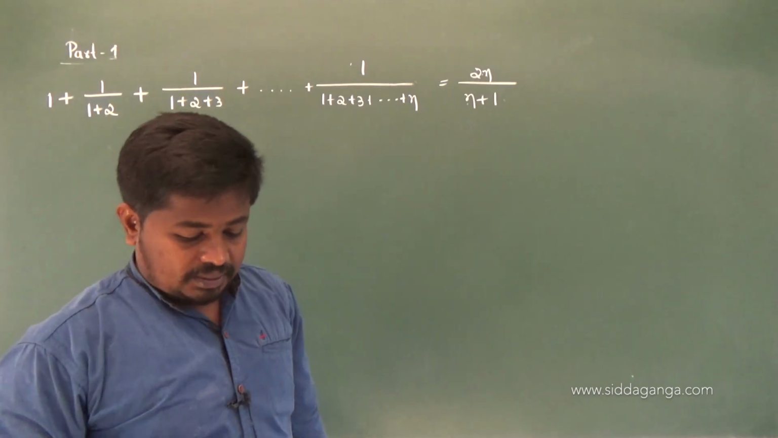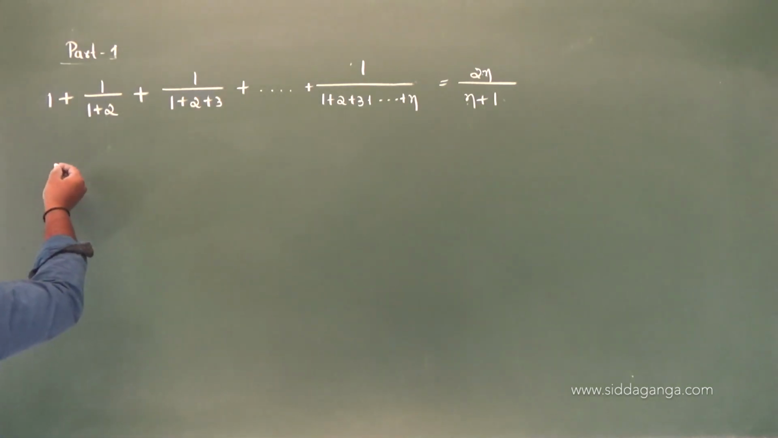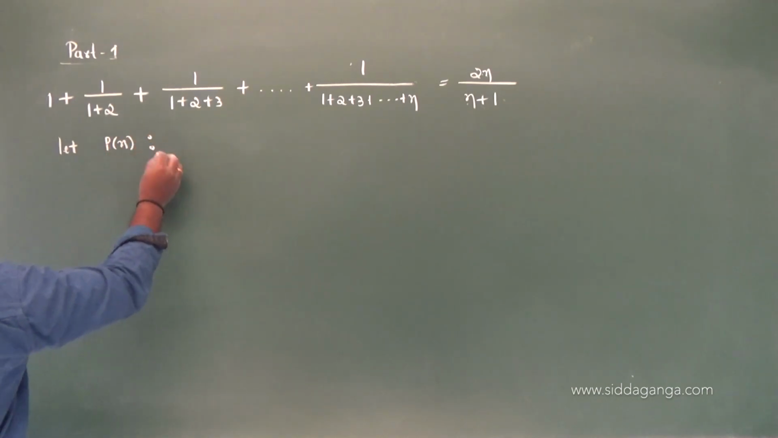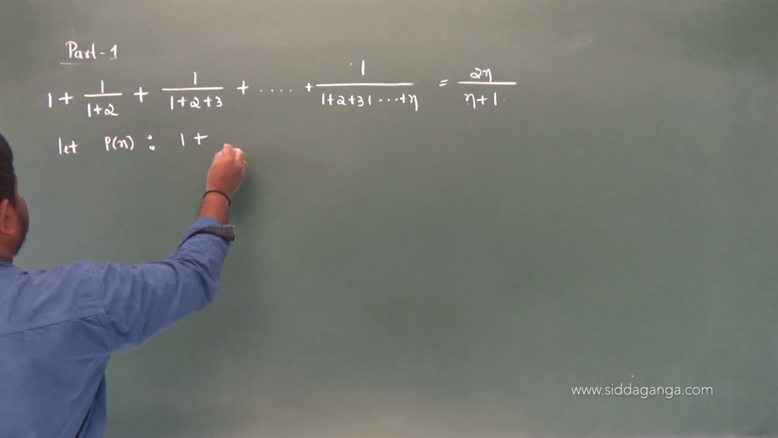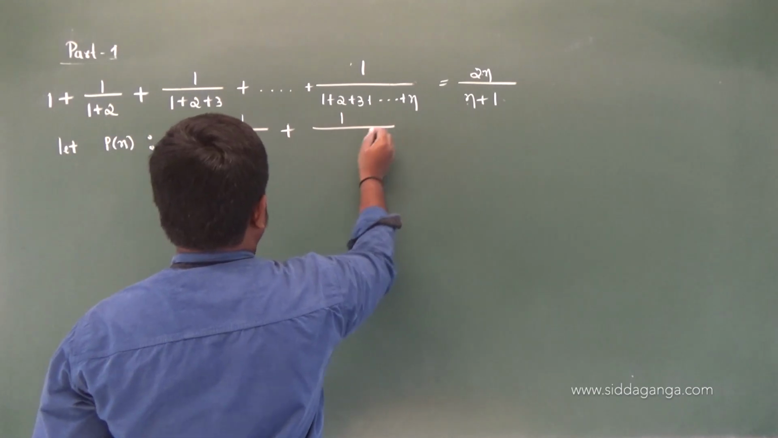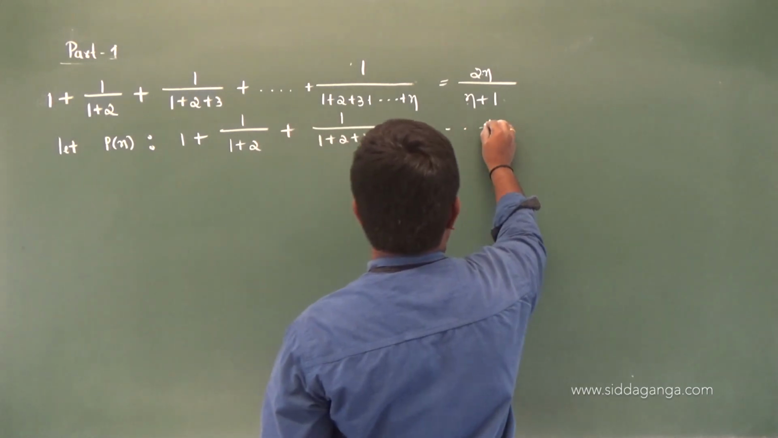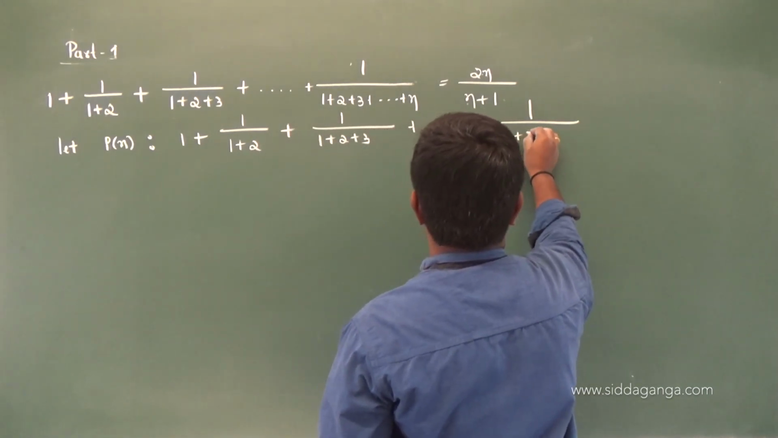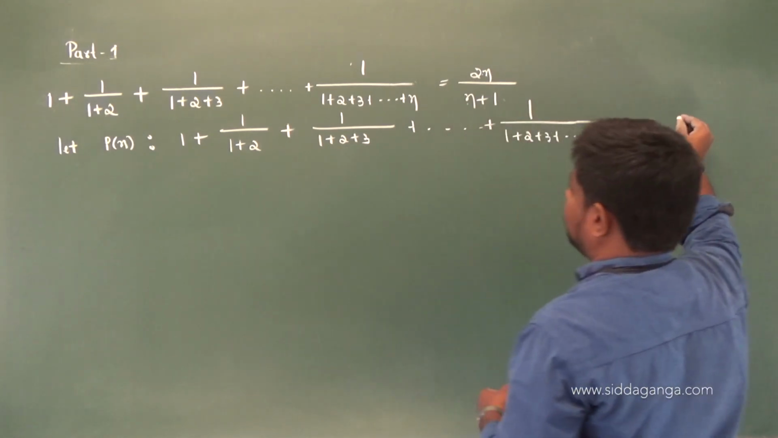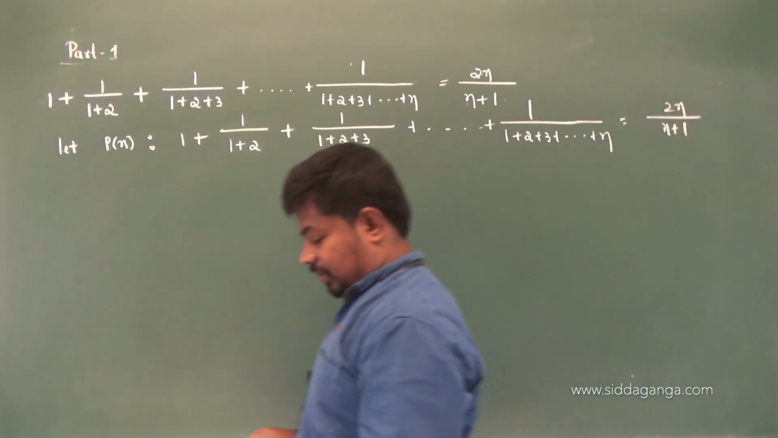And so on. Okay, let me prove this using the principle of mathematical induction. First thing is what? Let P of n be the given statement: 1 plus 1 by (1 plus 2) plus 1 by (1 plus 2 plus 3) plus, till 1 by (1 plus 2 plus 3 till n), is equal to 2n by n plus 1.